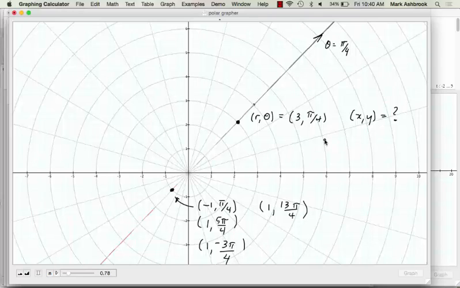What does x represent for that point right there? What is x? Can you explain what x is? Is x the radius? No, x is the same as x for the last 8 years of your math career. What is x?